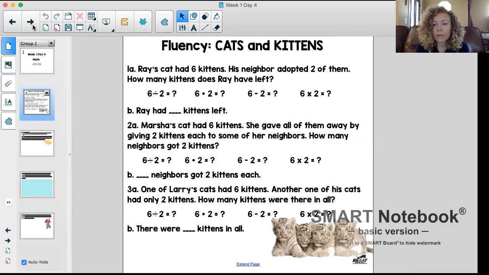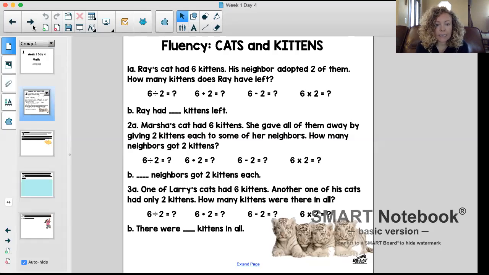Now, remember when we were in the class, we made a poster with different words that told us if we were going to add, subtract, multiply, or divide. And hopefully you remember that when we're talking about what's left after taking some away, we're subtracting. So you're going to want to select 6 minus 2 equals blank. Ray had 4 kittens left.